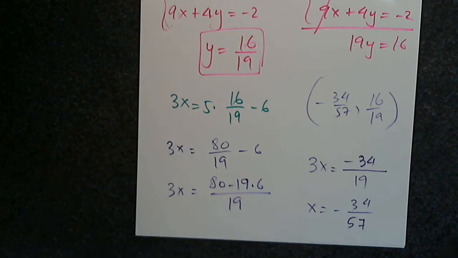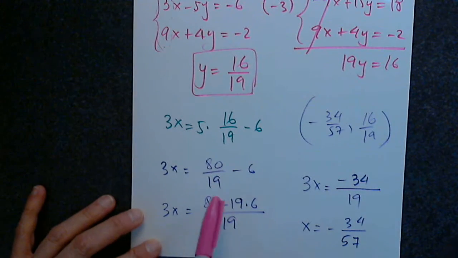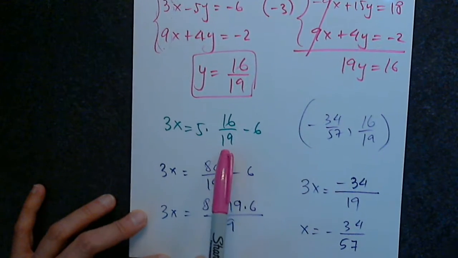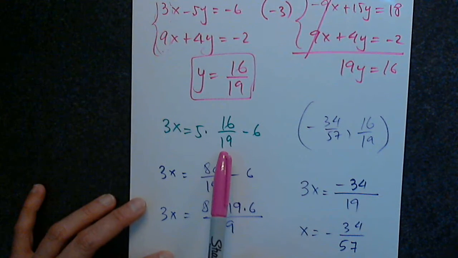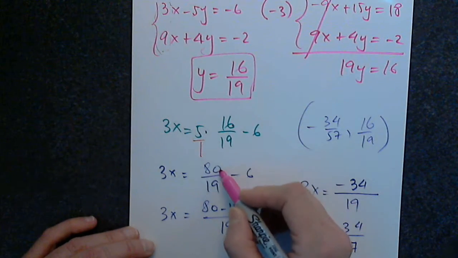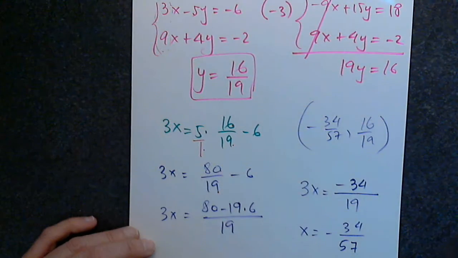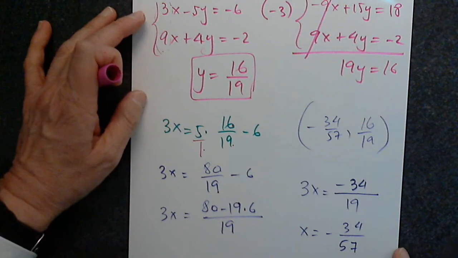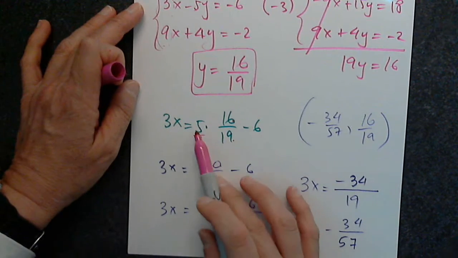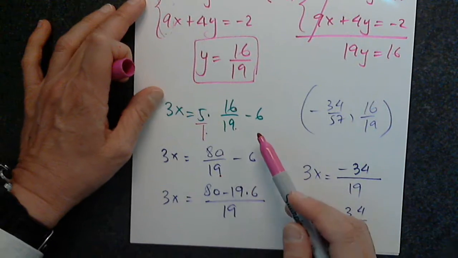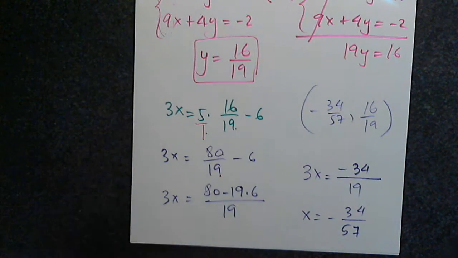Where you had 3x, 80 over 19, minus 6. Before that, you multiplied the 5 through 19. So 5 is over 1. 5 times 16 is this. 1 times 19 is this. I can't say I'm cross multiplying. I'm multiplying the numerators and I'm multiplying the denominators, and I get this. And then for the subtraction, I have to find the least common denominator.